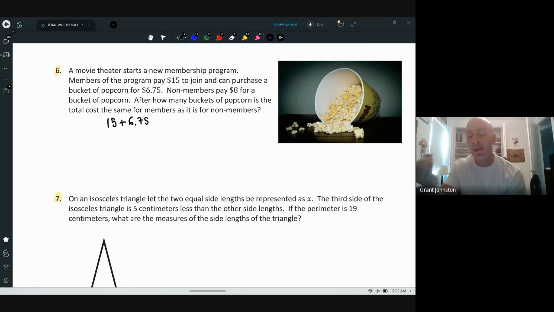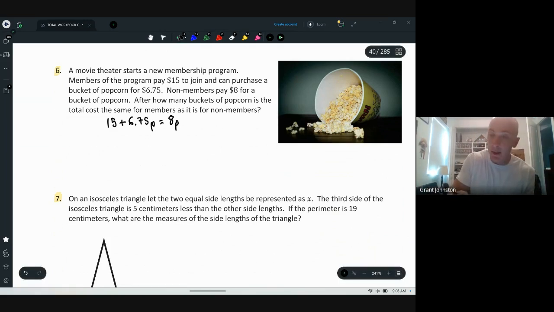Now I'm going to use P instead of B. I could use B for buckets, but my B sometimes looks like 6. So I'm going to use a P. That's my buckets of popcorn. And non-members, it's $8 per popcorn. They don't have to pay any joining fee. That's all the non-members is. It's just $8 per popcorn. They don't have anything to join, obviously. So there's our expression. And then we solve.